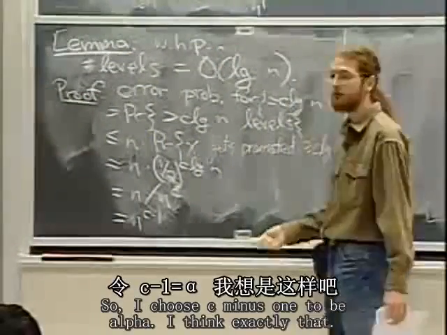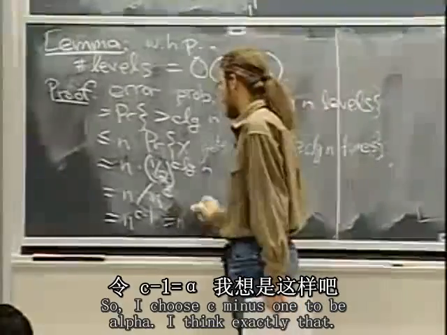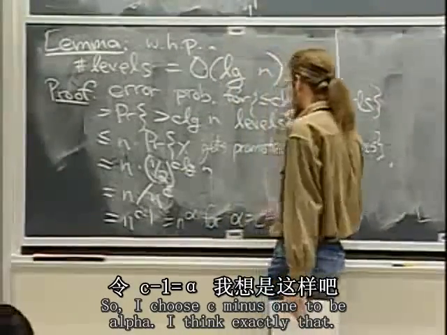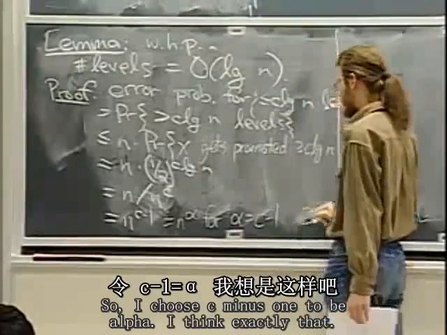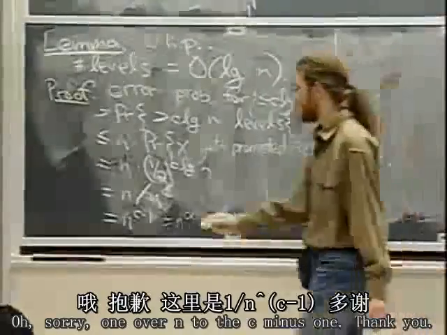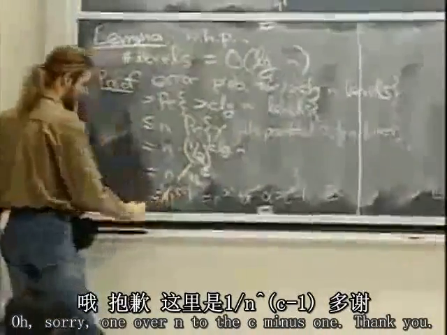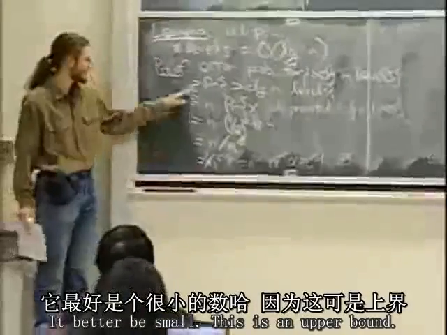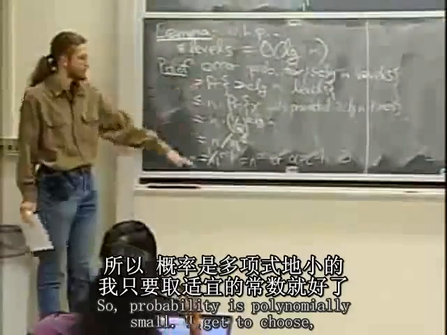So I choose c minus 1 to be alpha. Sorry, 1 over n to the c minus 1. Thank you. Better be small. This is an upper bound. So the probability is polynomially small.